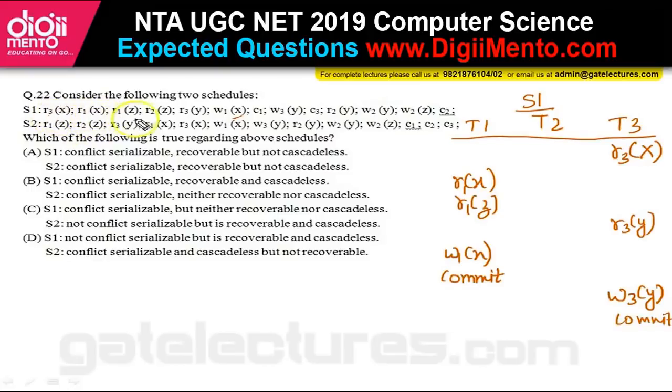Did I leave anything? R2. I think I missed this one. So after R1Z, we perform R2Z. Okay, so where was I? C3 was committed, then R2Y. Transaction 2 is performing a read operation on Y, then a write operation on Y, then a write operation on Z, and then it commits.